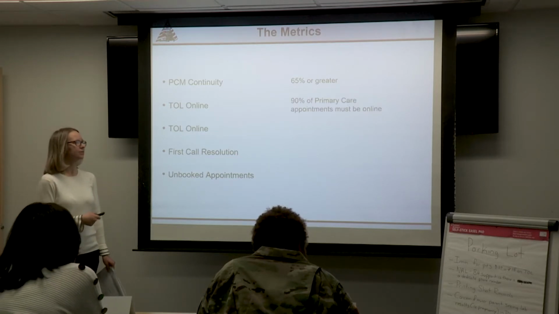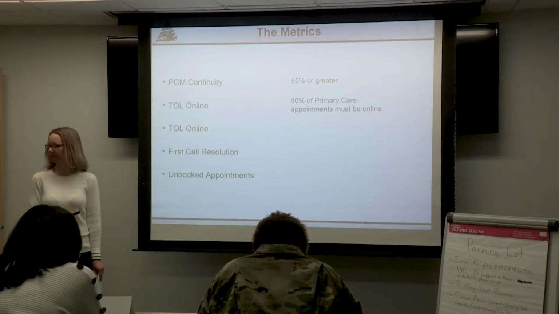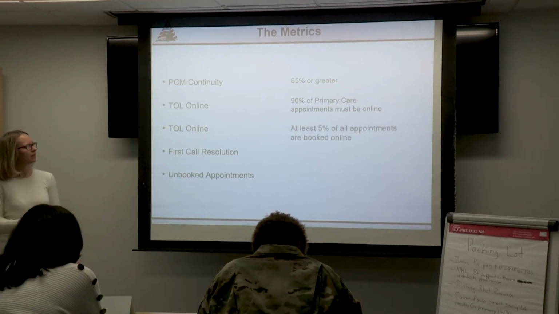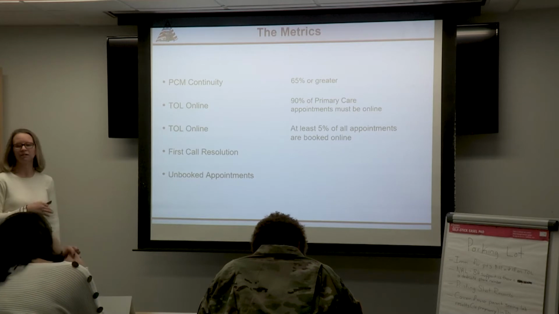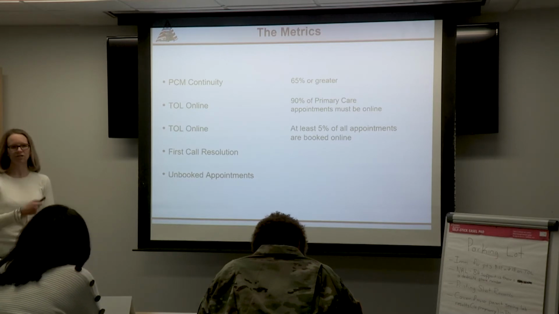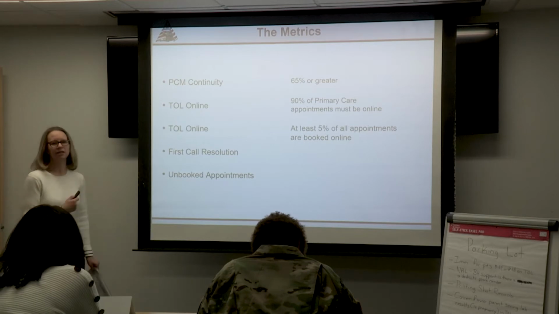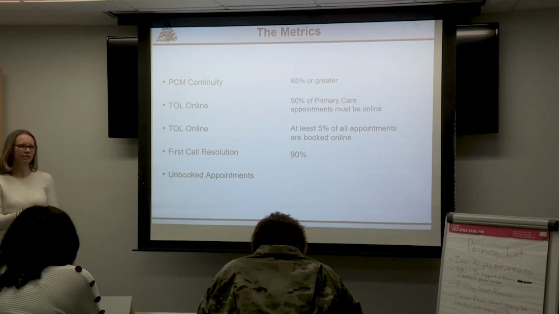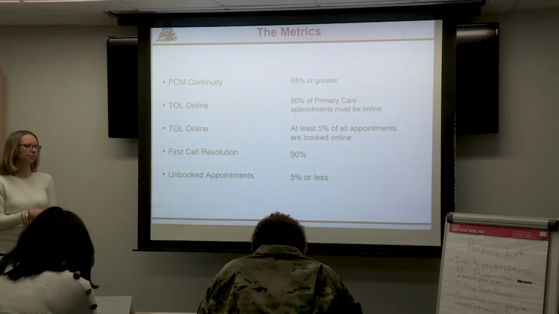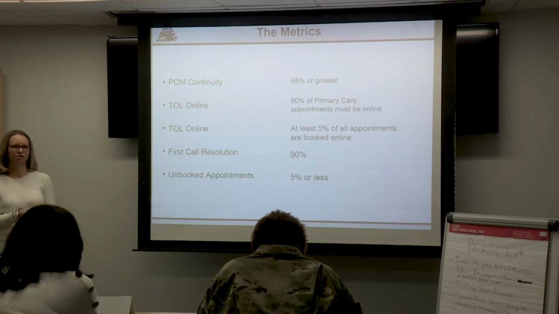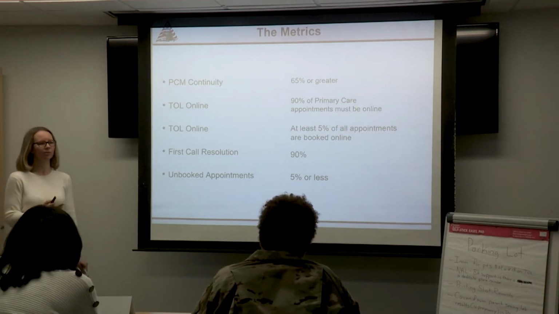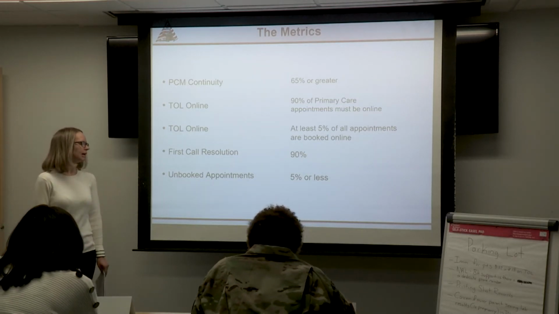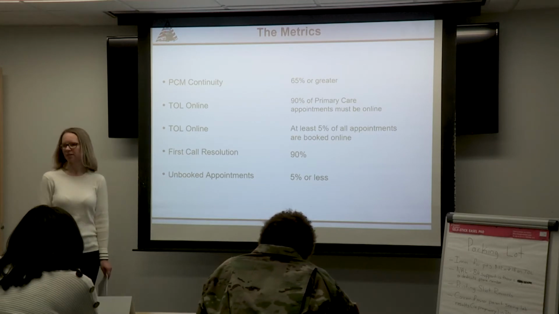TRICARE Online, that 90% of primary care appointments are available to be booked on TRICARE Online. And the goal is that at least 5% of appointments are booked on TRICARE Online. I'll tell you that our cadet population loves TRICARE Online. We usually do really well with this standard because they are such heavy users of TRICARE Online. First call resolution, 90%, and unbooked appointments is 5% or less. So the goal is that we book all of our appointments. 5% or less is an acceptable standard to have unbooked.